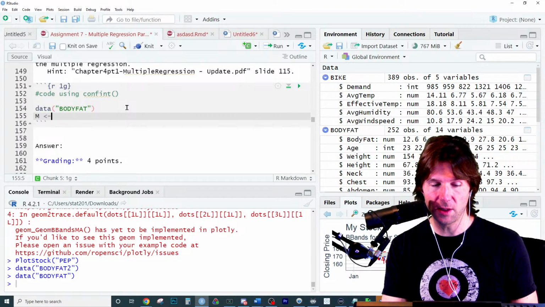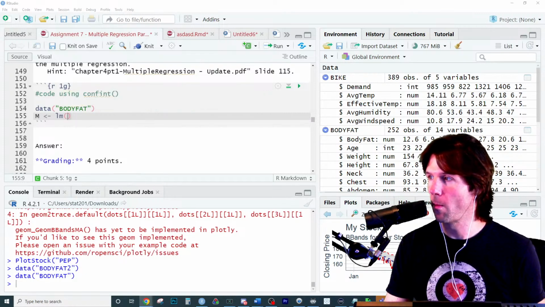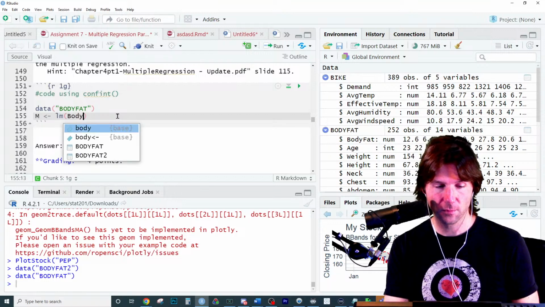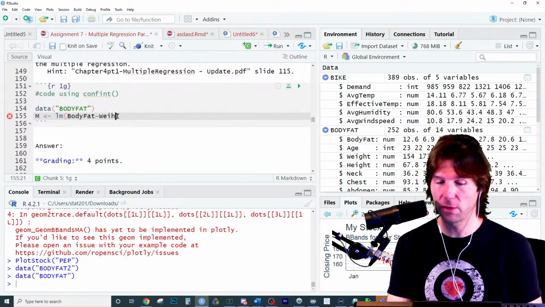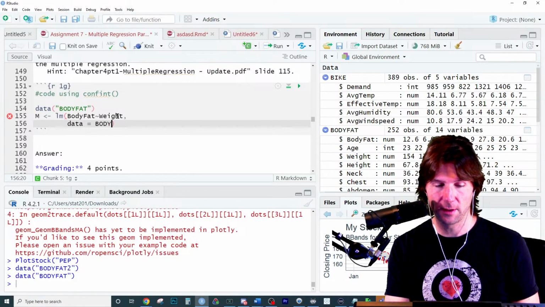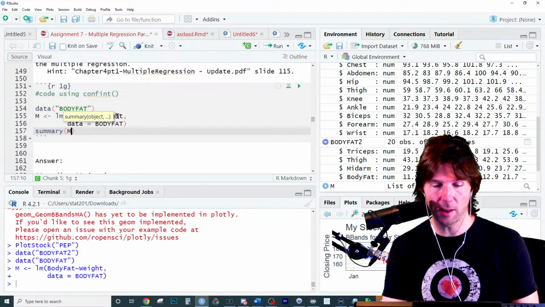If you gain weight, your body fat generally does what? Just think in the univariate world. In the univariate world, if you gain weight, your body fat generally goes up. Great job right there, Evan. So this is how we make the model right here. And then we summarize the model and we take a look.